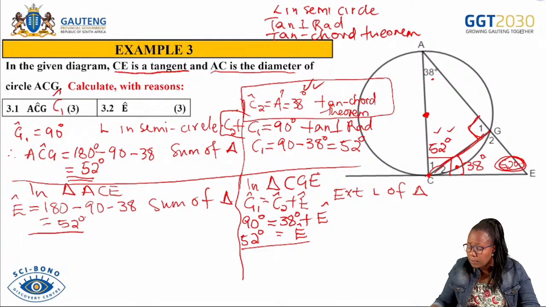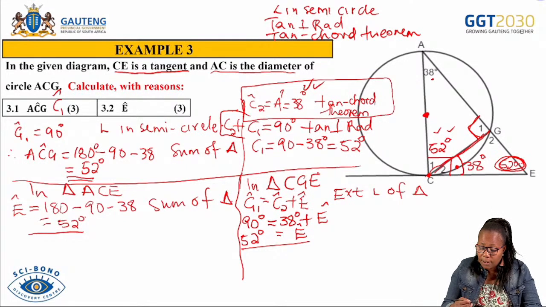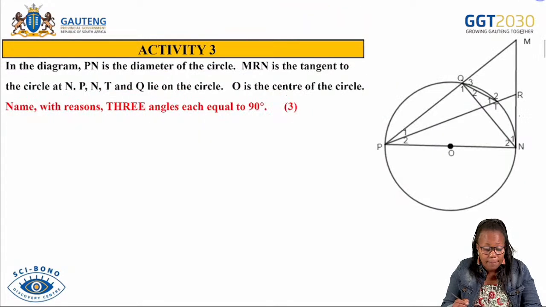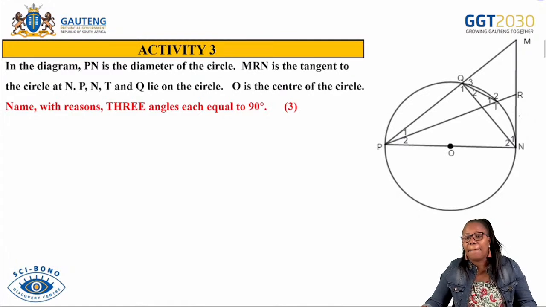Okay. And then now let's check. Please identify for me the three angles that are equal to 90 degrees. 2 minutes for that. Your 2 minutes starts now.